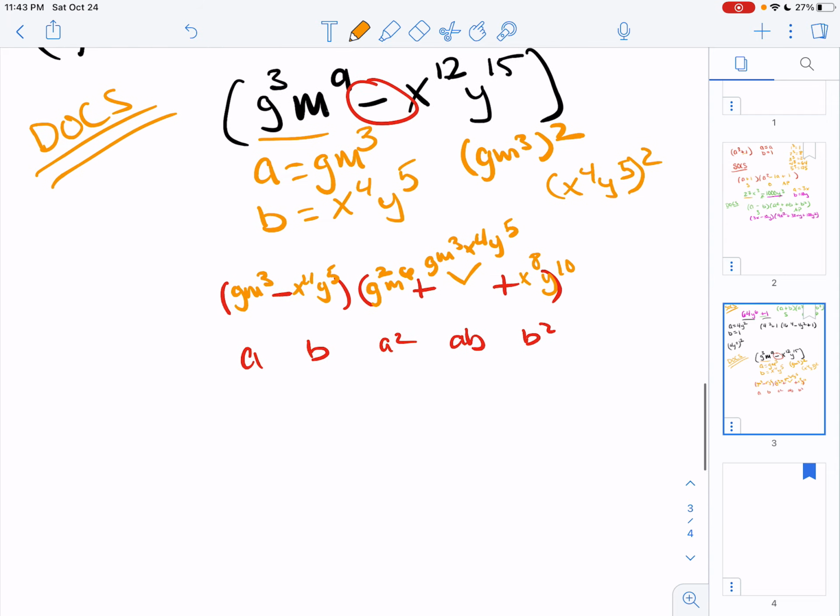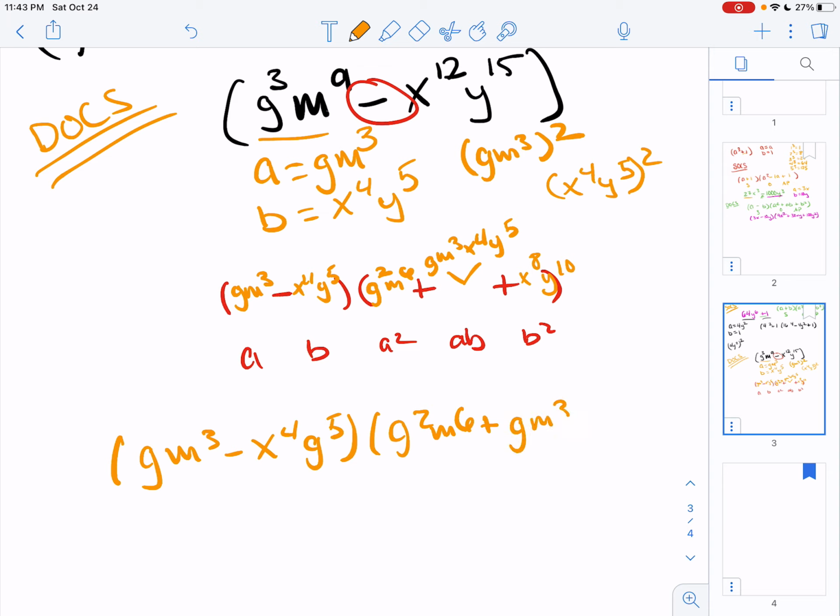So my final answer for this one: g m to the 3rd minus x to the 4th, y to the 5th, times g squared m to the 6th, plus g m to the 3rd, x to the 4th, y to the 5th, plus x to the 8th, y to the 10th, and that's our answer.